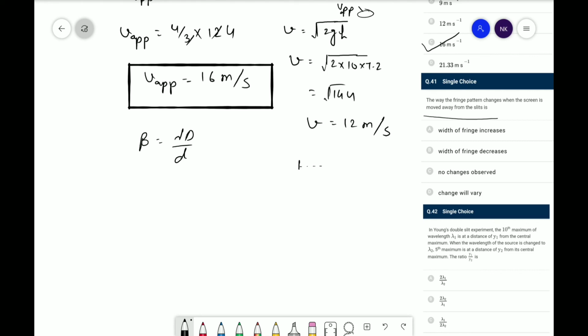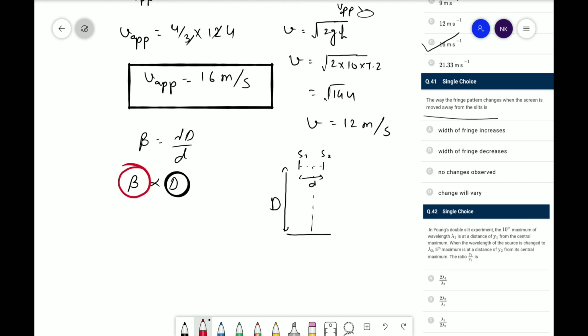Here are the sources S1 and S2, the separation basically known as small d, and the screen is put here at distance capital D. If you increase the distance, beta is directly proportional to capital D. Therefore if we move the screen away from the slit, D will increase, and if D increases, then beta will also increase, therefore the width of the fringe increases. Therefore the correct answer is A.